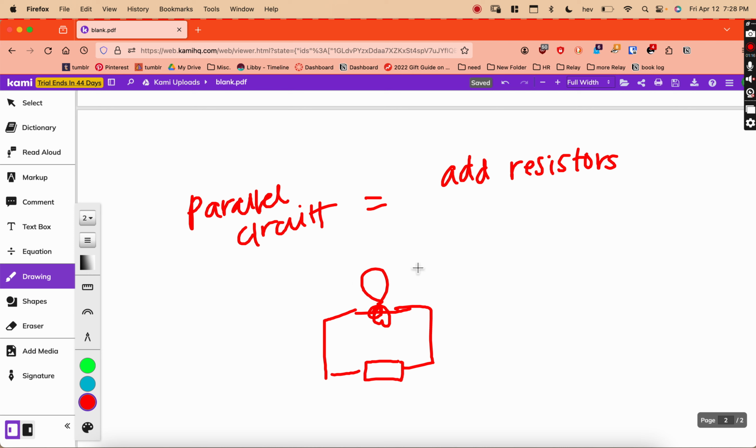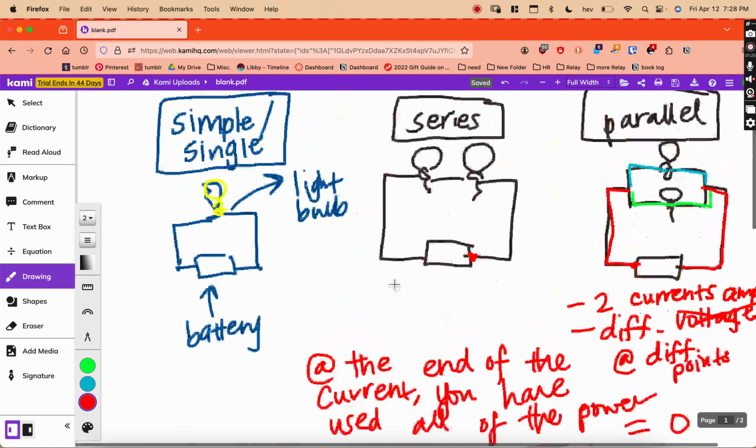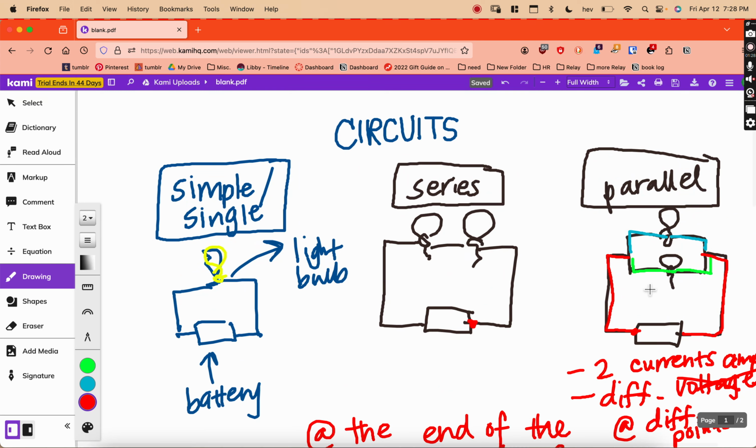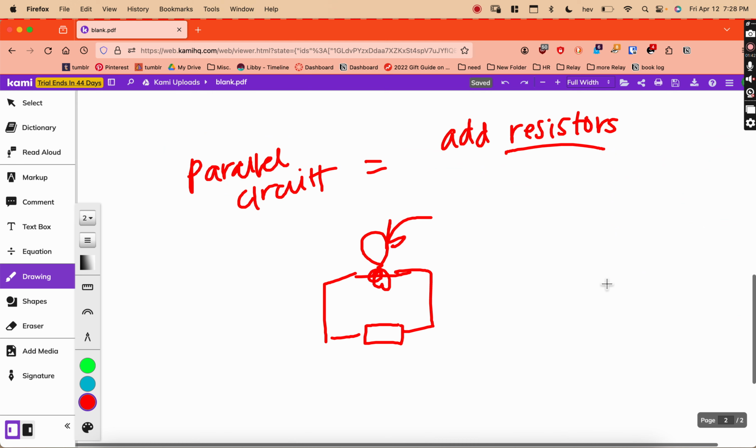And each light bulb has a different resistance, okay? Or every resistor. So, for example, when we talk about here in this parallel circuit, this can have a resistance of 10, and this can have a resistance of 20. And that will dictate the speed at which the current moves. So when you add a resistor in a parallel circuit, the total resistance goes down.